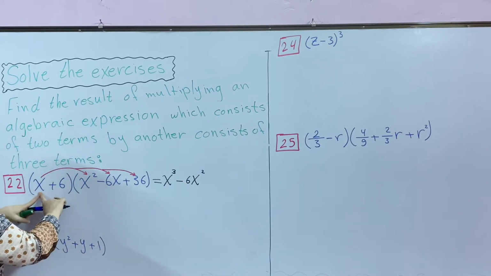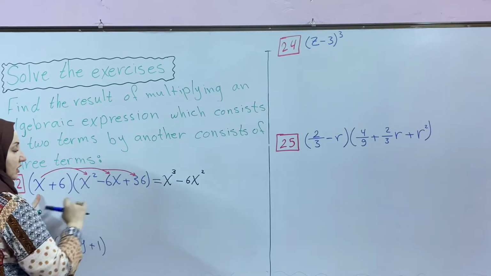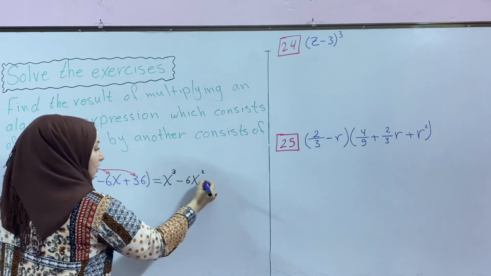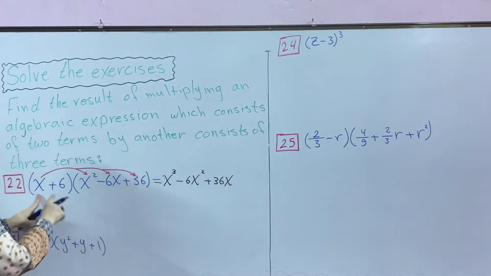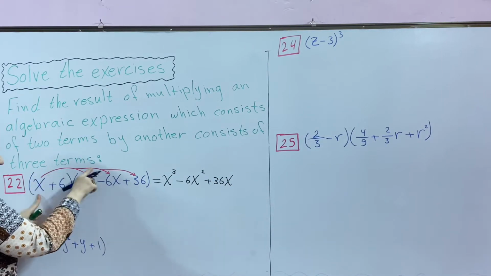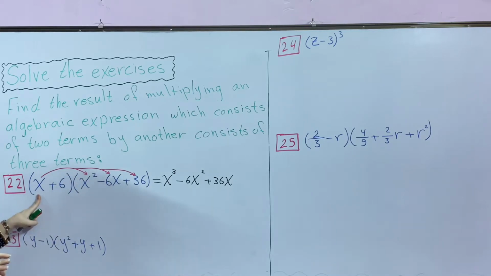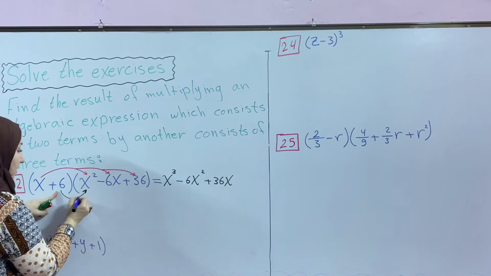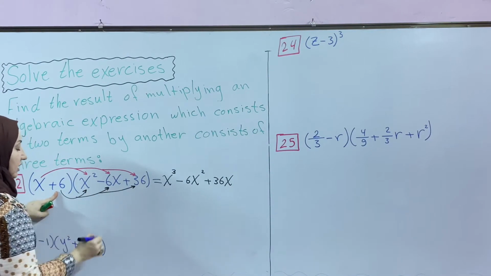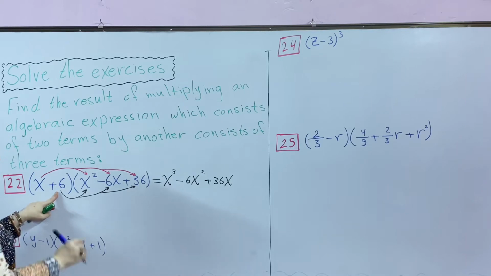And now positive x multiplied by positive 36 will be positive 36x. We finished the first term. خلصت الحد الأول وزعته على كل حدود القوس الثاني. الآن راح أروح إلى الحد الثاني. أيضا أخذه وإشارته. We will multiply it with all the terms in the second expression.